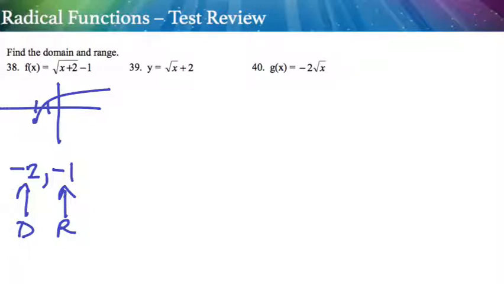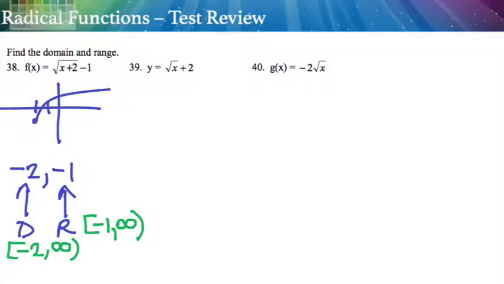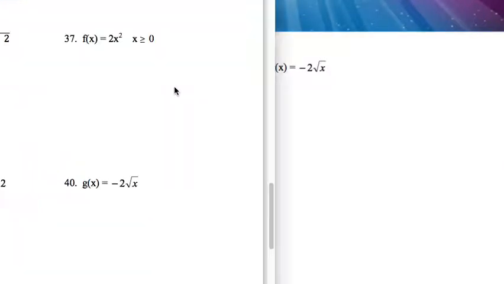And so for the domain, I'm going to go ahead and change my color here. For the domain, it's going to be -2 to infinity. Remember, it is equal to -2. And for the range, I'll put it right here. The range is going to be -1 to infinity. Okay? Remember, it's equal to, so equal to means you use a bracket. Okay, so let's try it again. We're going to do number 39.